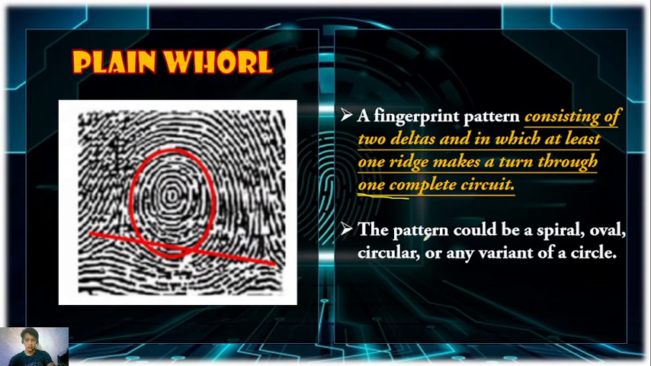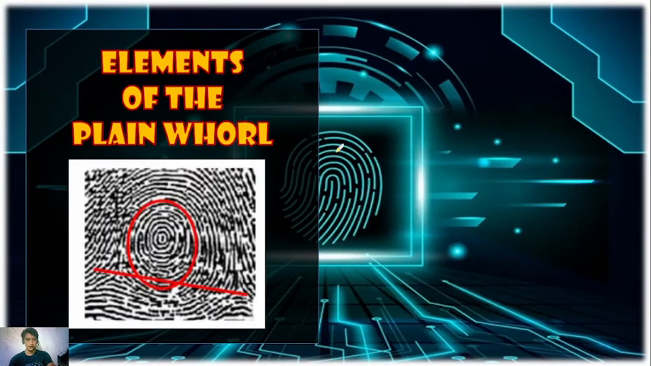So the pattern could be a spiral, so it doesn't necessarily mean that it should be spiral, kasi pwede namang maging oval yung pattern natin, or yung looks niya. And then it could be circular or any variant of a circle, so long as it complies with the requisites that we are going to have in here to say it is a plane whirl. So let's try to have here elements of the plane whirl.